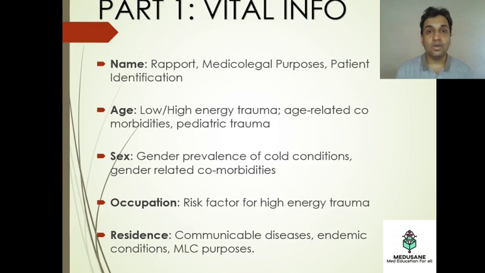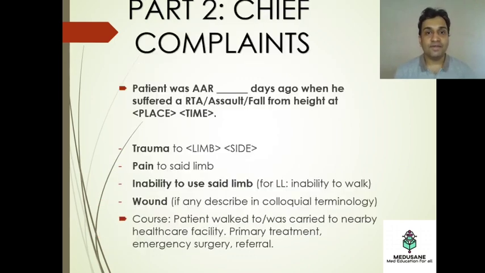Similarly, for residents, now if you were in a pediatric age group patient, you could talk about something like hemoglobinopathies or something like that. But in case of orthopedics, apart from all these things, it is also important to note that for medico legal purposes, the residential address of the patient is as important for patient identification as is the name of the patient, and therefore it is important to know it. So we have our 5 points in vital information.